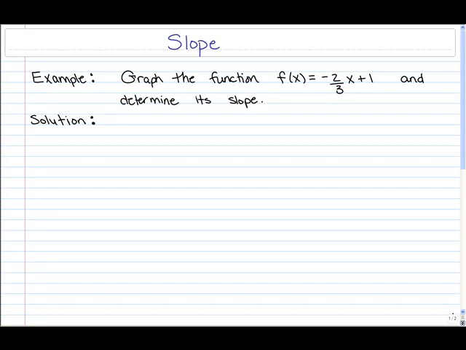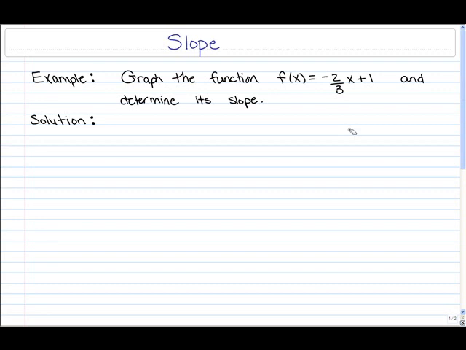In this video, we're going to take a look at the graph of a function and we're going to determine its slope. Now remember, mathematically, we define the steepness or the slope of a line as the ratio of its vertical change, which is rise, to the corresponding horizontal change, which is run. Now again, slope just represents the rate of change of y with respect to x.